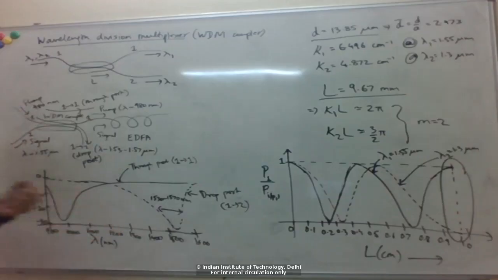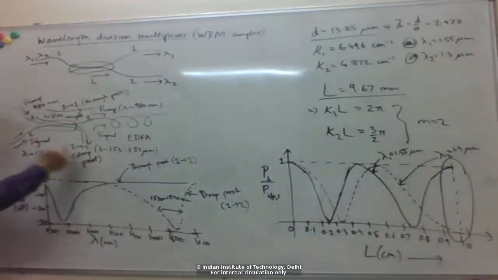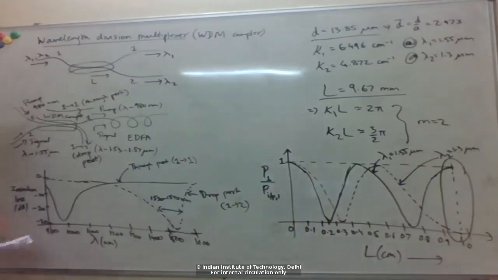So if you look at the actual device, they will mention that 980 should enter from this port, right? So if you send 980 from this port, the performance will be worse because kappa 1 2 is not equal to kappa 2 1. So, when you get the coupler, they will mention that this port is for 980 and this port is for 1550, because the fibers are dissimilar.